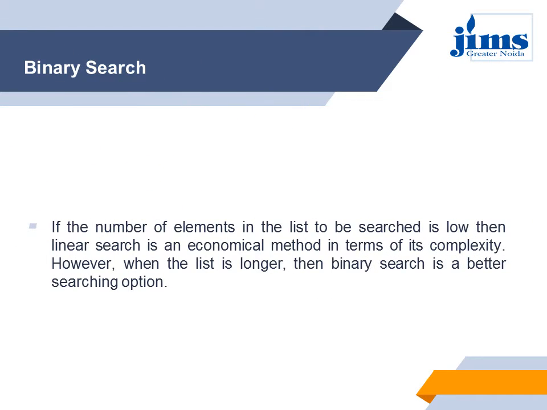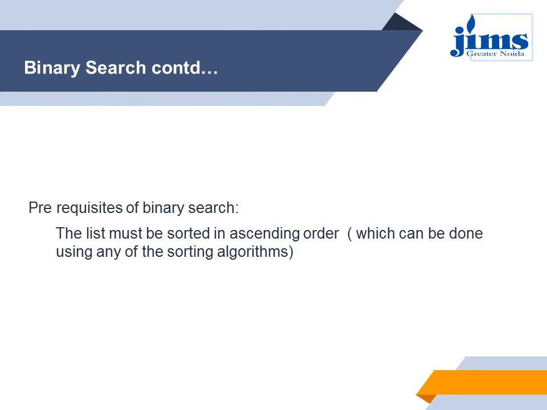Next is binary search. If the number of elements in the list to be searched is low, then linear search is a very economical method in terms of its complexity. However, if the list is quite long, binary search is a better searching option. Now the prerequisites for the binary search algorithm to be executed.